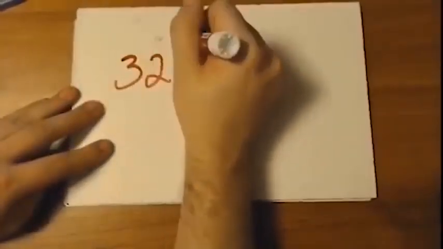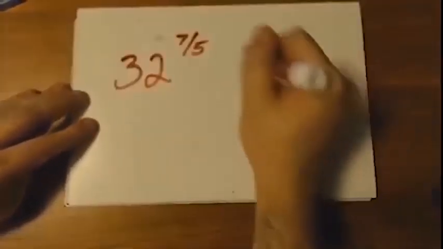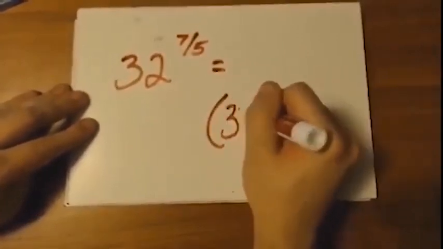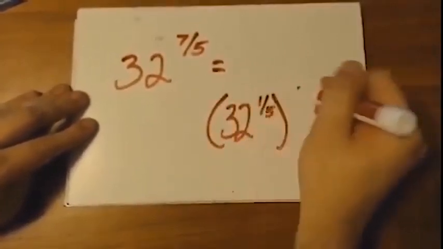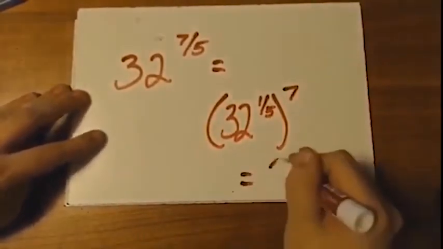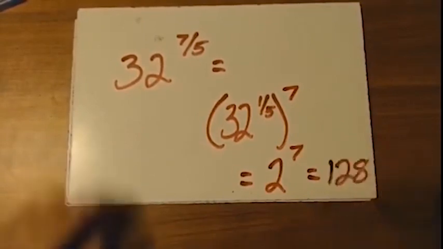B. We have 32 to the 7/5. If we split this up, this is 32 to the 1/5, all raised to the 7th, which is 2 to the 7th. And 2 to the 7th is 128.